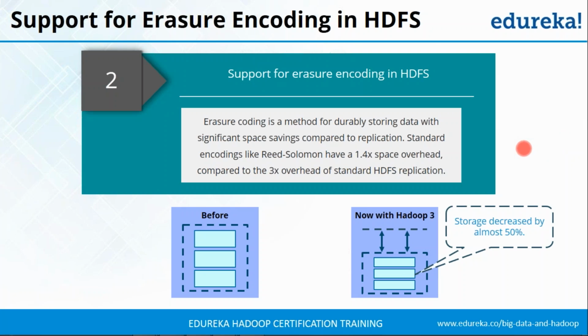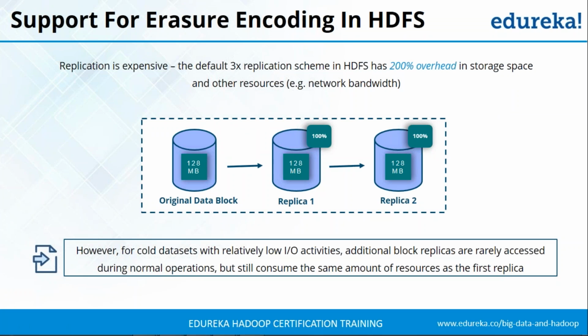So basically, Erasure coding has reduced the storage overhead by almost 50%. Let me tell you how. If you remember, in the previous version of Hadoop, that is Hadoop 2.x, there was a replication of the data blocks, or you can say copies of data blocks kept across the various data nodes. By default, the replication factor was 3. Because of that, every data block in a data node is present in two other data nodes as well. Because of that, you can see that there is 200% overhead.